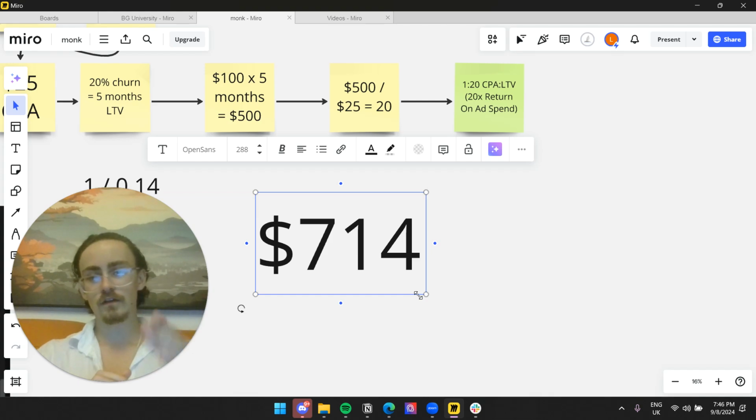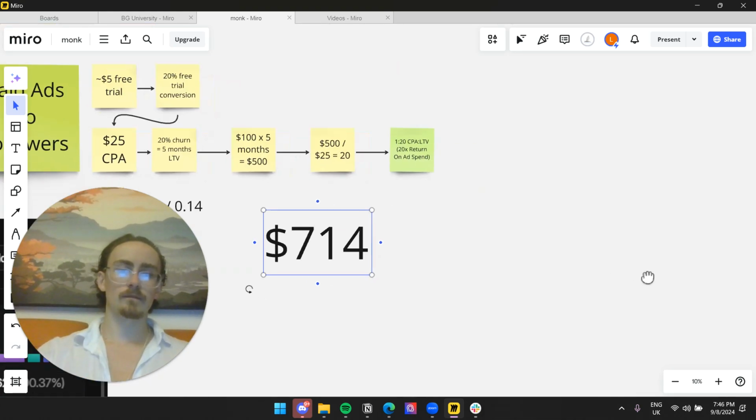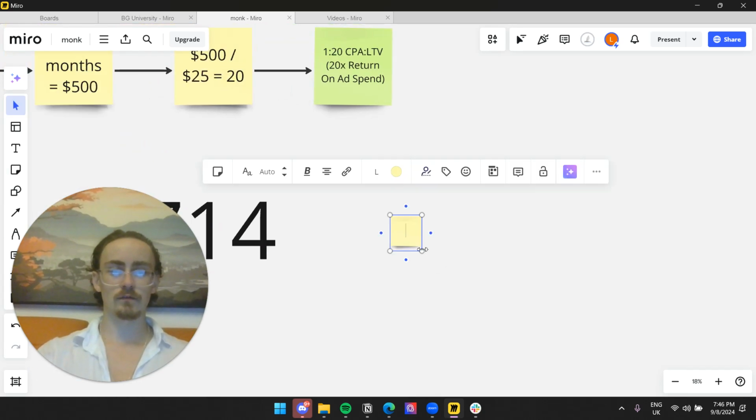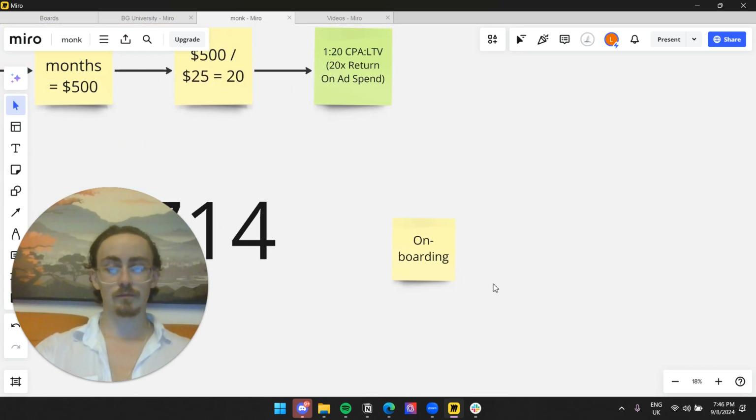Okay, so this is going to make your job 10 times easier, having a high LTV, and really it's the only way to actually scale this and grow it and not just be burning through customers every single month. So the first way we can do this is onboarding. Now, you probably know what this means.